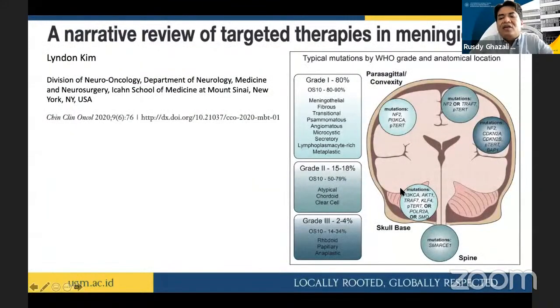And different locations of meningioma will show different prevalence of mutation. So for example, in infratentorial tumors, these mutations are more common: PIK3CA and so on. And in convexity meningioma it is NF2. In falx meningioma, NF2, TRAF7, and others. So different locations will have different types of mutation.